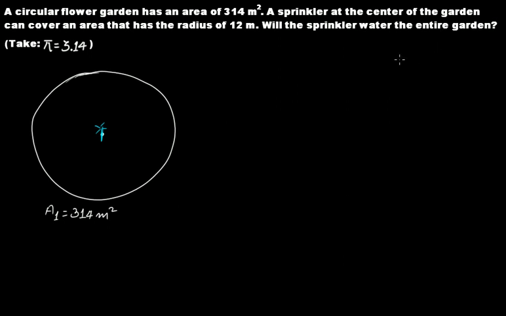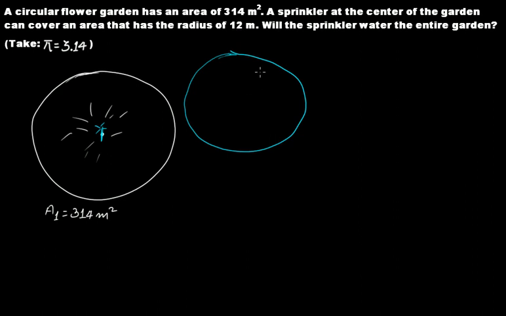So it's saying that this is a sprinkler. Of course, this will sprinkle the water around in this flower garden. But when it rotates around its center, it will make a circle. It will sprinkle the water in a circle. So the circle that it is forming is actually of radius 12 meter. We don't know the area of this one. We only know that the radius is 12 meter.